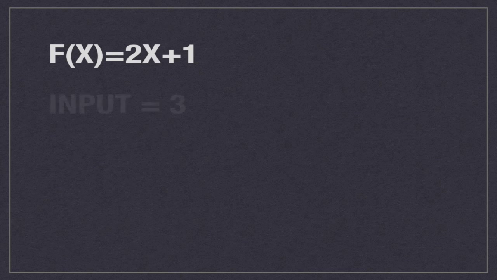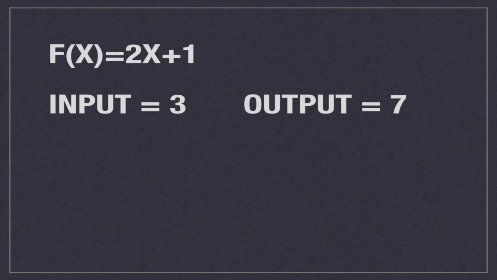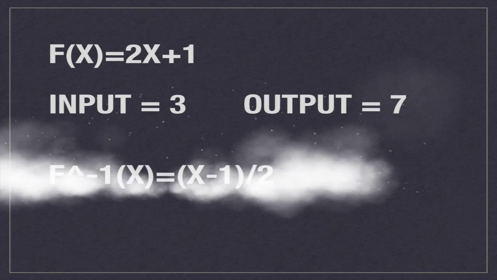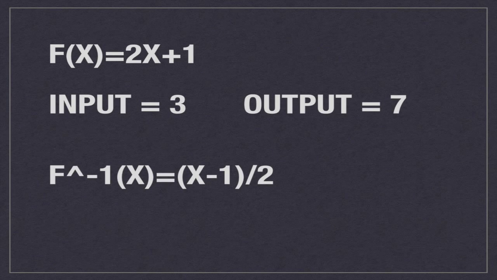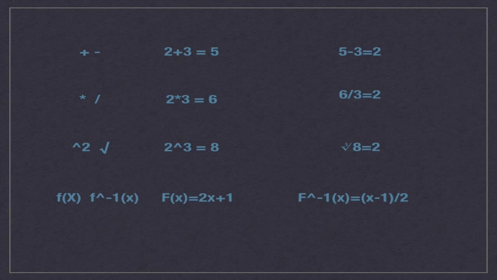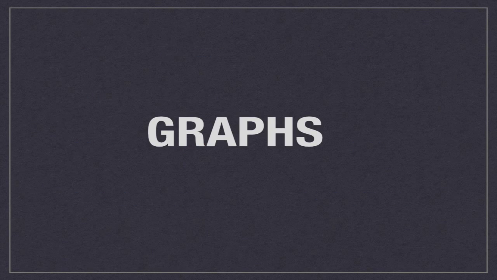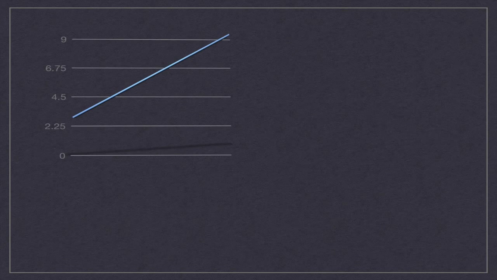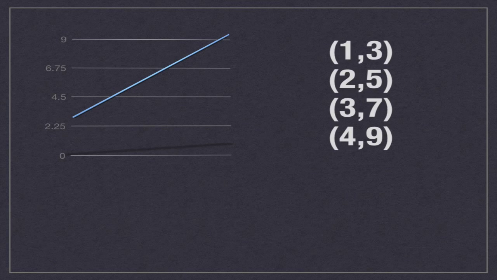With the normal function, you have as an input 3, and you get as an output 7. But with the inverse of a function, you can use the output as a new input, and you will get the previous input as the output. So this is how we can get the inverse of a function. But what about the graphs? Here is the previous graph we had. Here are the coordinates. This number is the input, and this number is the output.